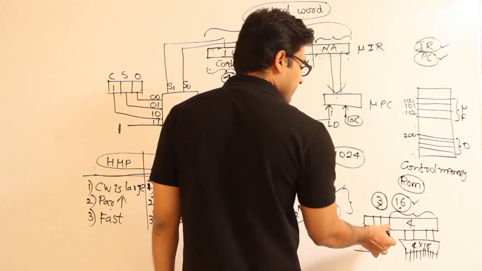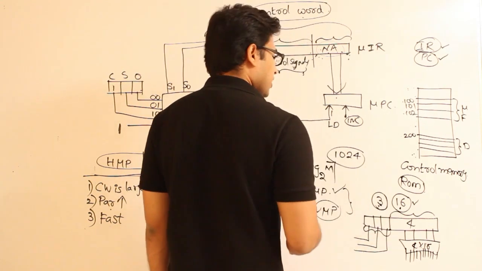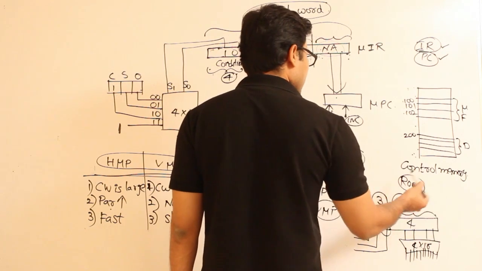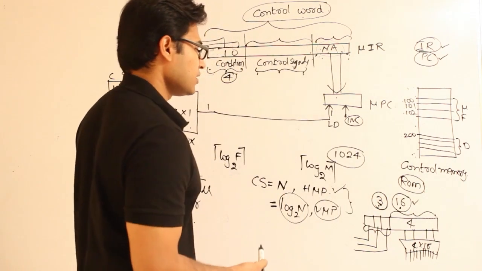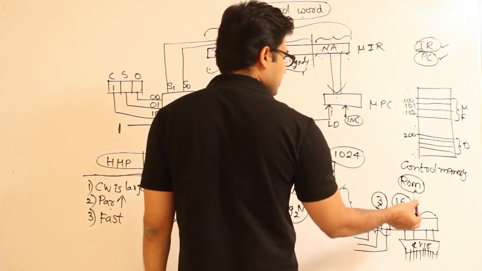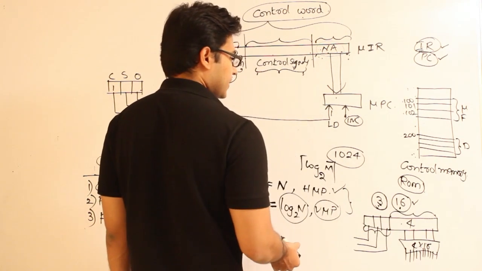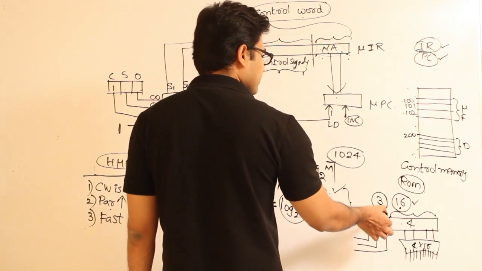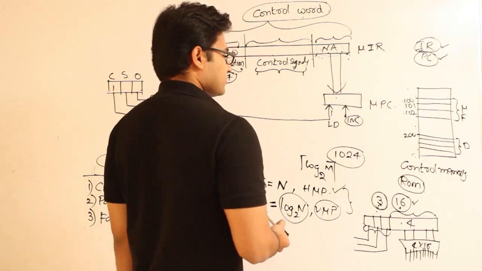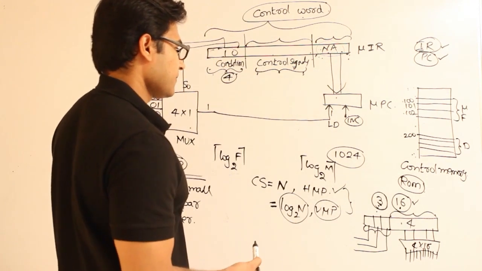So this is a combination. Till this part we are using horizontal microprogramming, and from here to here we are using vertical microprogramming. Therefore 3 plus 4 is going to be 7, right? So if you are using hybrid, 7 bits are required, right?